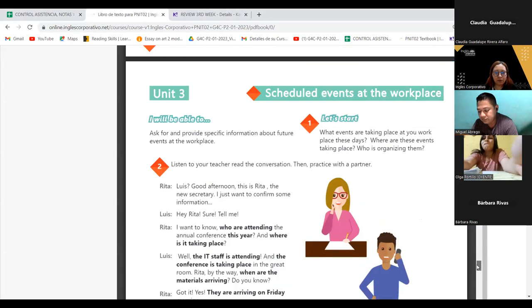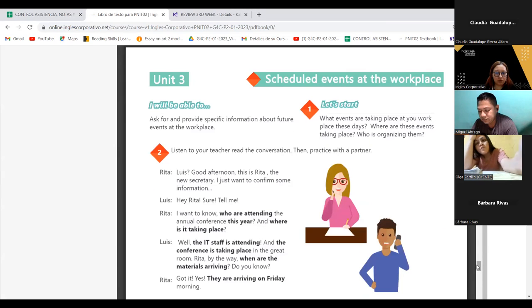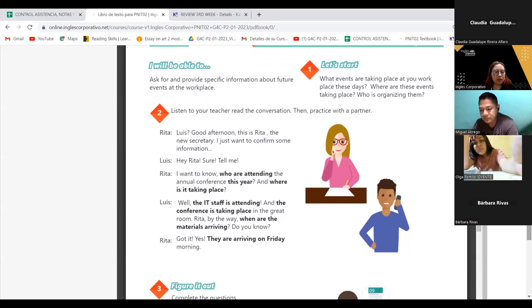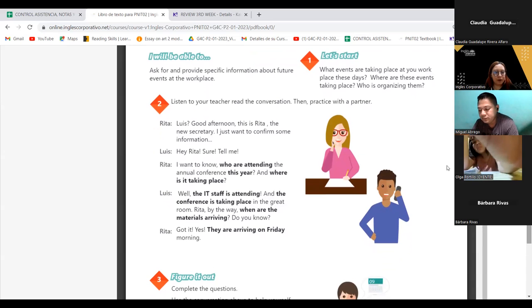And this is also from this unit. And then we have the questions, right? What events are taking place at your workplace these days? Where are these events taking place and who is organizing them? So that's what we're going to answer in this conversation, okay? We need two volunteers. One person is going to read Rita and the other person is going to read Luis.